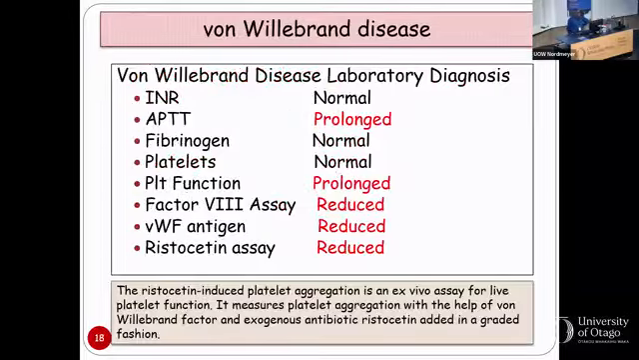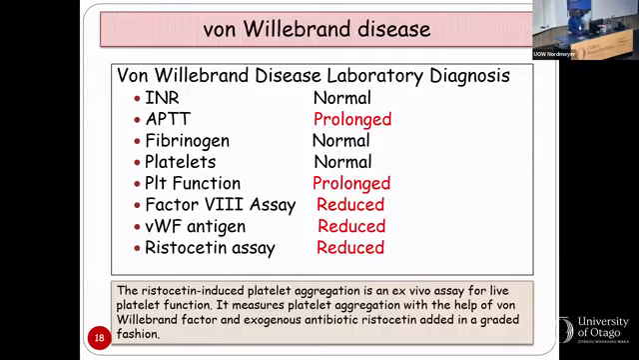Von Willebrand disease will manifest as a normal INR, prolonged APTT, and of course, platelet function will be faulty. The von Willebrand assay will be reduced. The von Willebrand assay is trying to assess the function. Von Willebrand antigen, on the other hand, quantifies the von Willebrand factor, so that will be reduced depending on the type of von Willebrand disease you have. And the ristocetin assay is a measure of platelet aggregation. That would also be faulty.